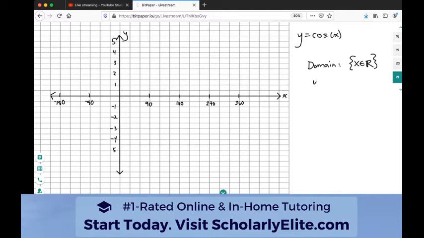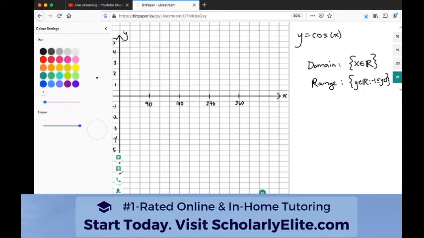The range of a standard cosine function is y between negative 1 and 1. I keep saying it wrong, but you see what I'm saying here. It goes from negative 1 to 1. So a standard cosine function, let's do that in red.